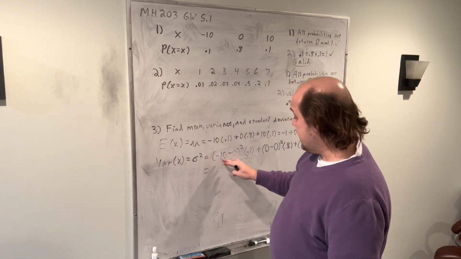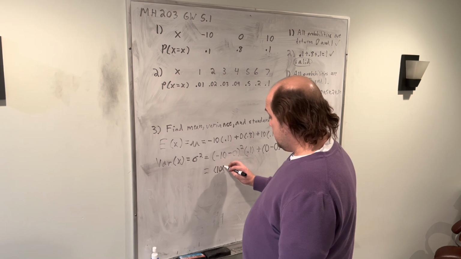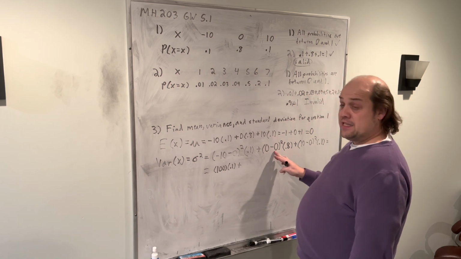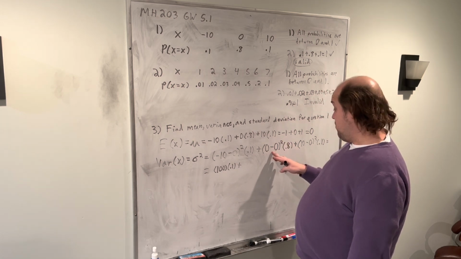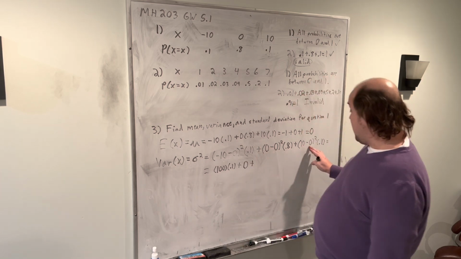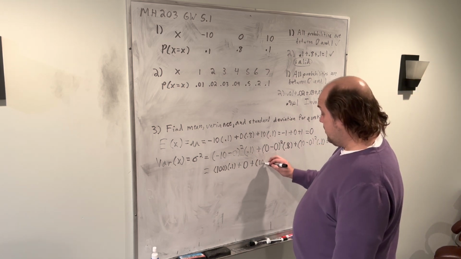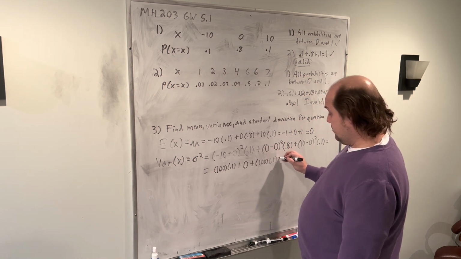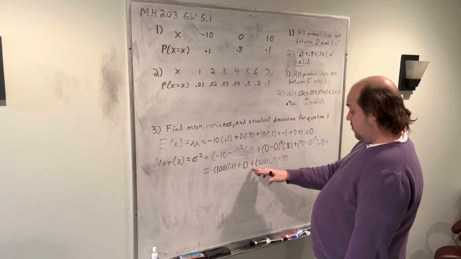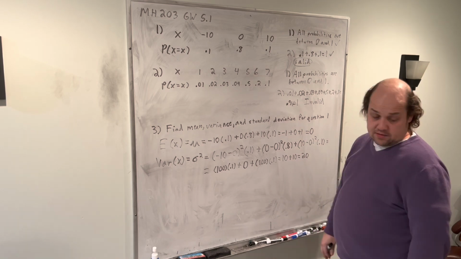When I do this out, negative 10 minus 0 is negative 10. When I square negative 10, I get 100. So this becomes 100 times 0.1. Plus 0 minus 0 is 0. Squared is still 0. 0 times 0.8 is 0. Plus 10 minus 0 is 10. Squared is 100. So this becomes also 100 times 0.1. 100 times 0.1 is 10, plus 0, plus 100 times 0.1, which is 10 again. So I get a variance of 20.